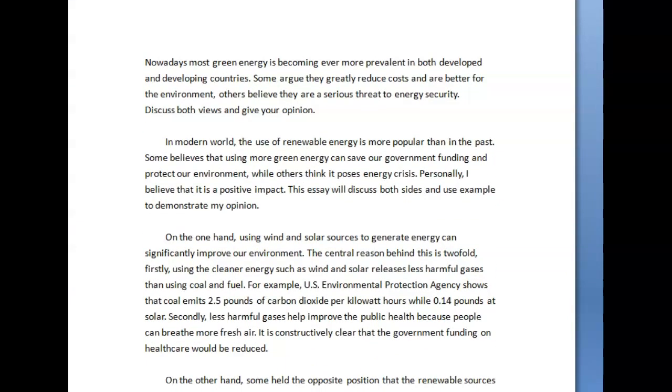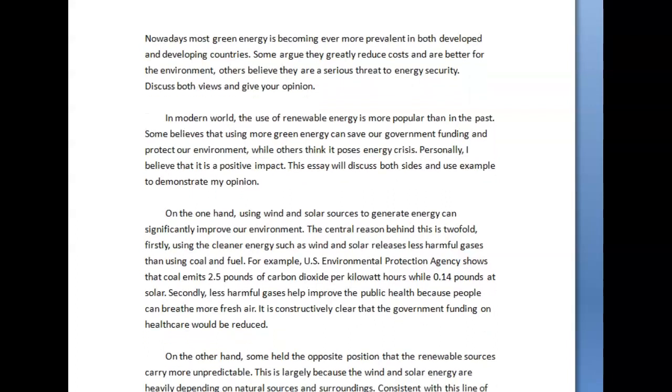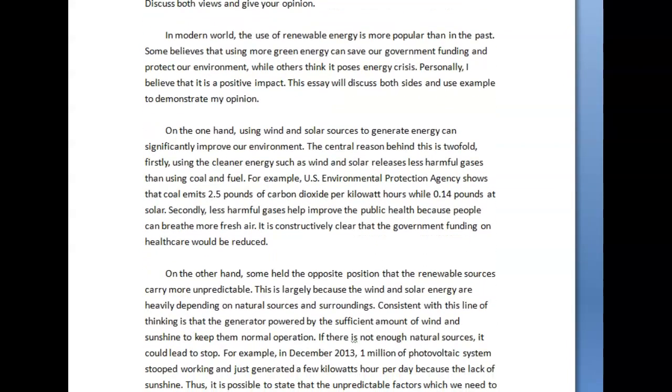Let's take a look at your task 2. This is green energy. Great. Discuss with views. In the modern world, the use of renewable energy is more popular than in the past. Some believe, no S, using more green energy can save our government funding and protect our environment, while others think it doesn't pose an energy crisis. It poses energy issues, or it could create an energy crisis. That would have been more appropriate here. Poses an energy crisis do not work.